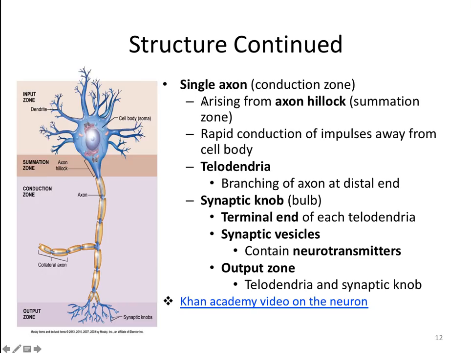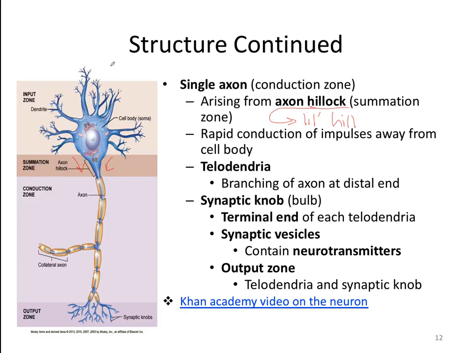Each neuron has a single axon arising from the axon hillock. So hillock is an old-fashioned word for little hill. So we're going to write little hill. So the axon hillock is the little incline from the neurosoma leading to the axon.